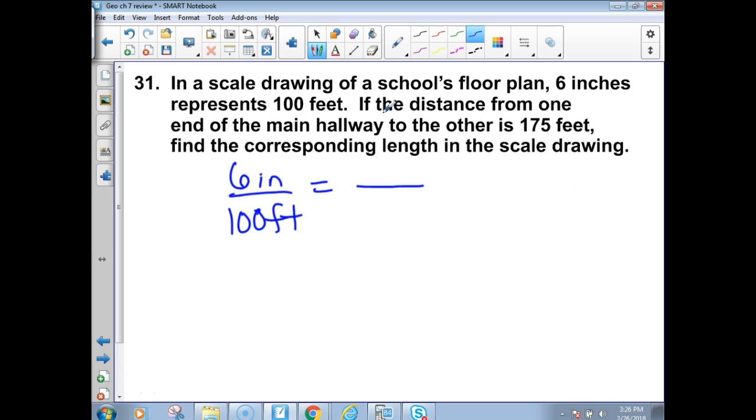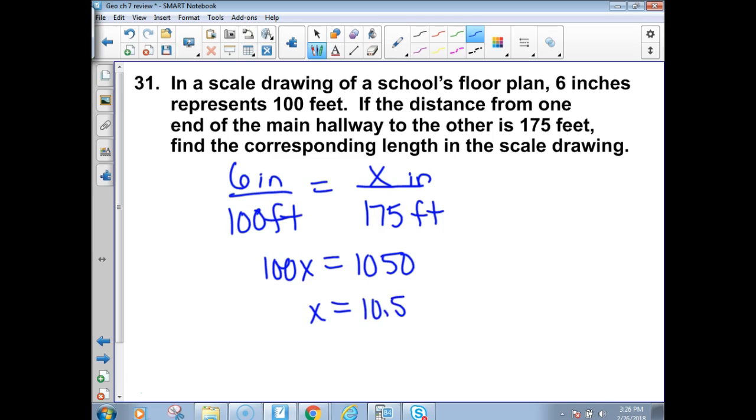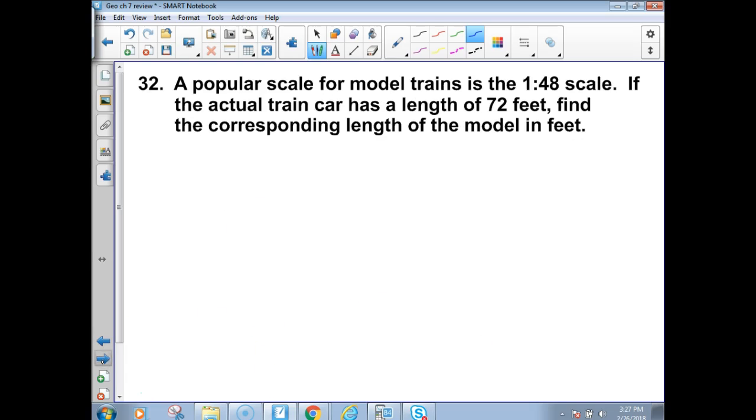If the distance from one end of the main hallway to the other is 175 feet, find the corresponding length on the scale drawing. We need to put the 175 on the bottom because it's the actual, and we want the model in inches. So 100x equals whatever 6 times 175 is. 1050, thank you. And then divide by 100. So that's going to be 10.5 inches. Got to get up to 34. I've got 2 more to do.